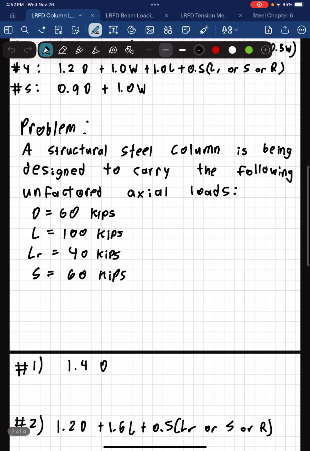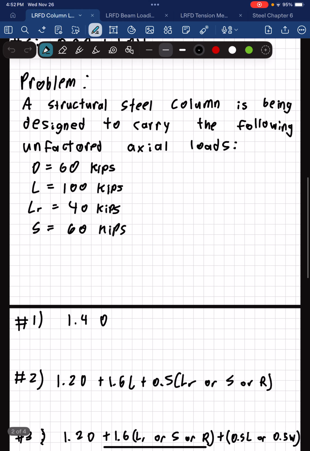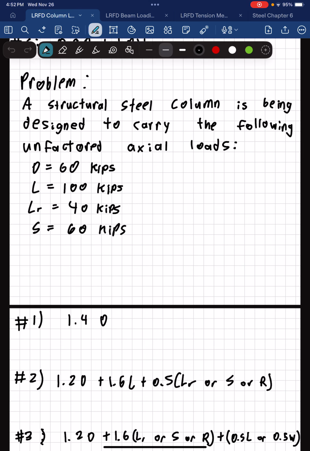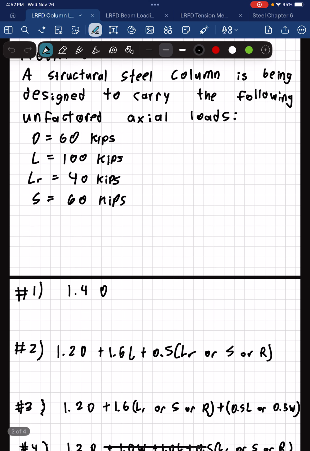So similar principles are being applied here. We have a very simple problem. A structural steel column is being designed to carry the following unfactored axial loads: a dead load of 60 kips, a live load of 100 kips, a live roof load of 40 kips, and a snow load of 60 kips. So what we're going to do is we're simply going to run back through our loading combinations and see what we end up with.